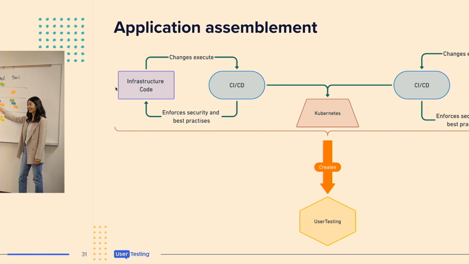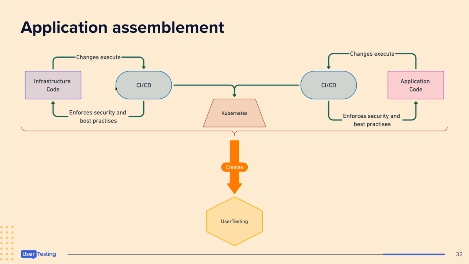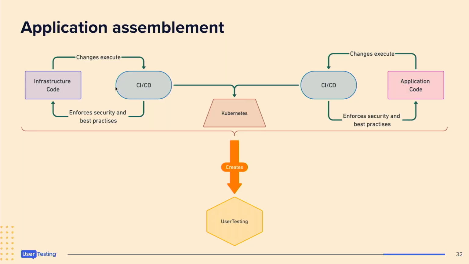So here we have a schema of the two things. Basically, on one side, infrastructure as code that has its own processes, its own CI/CD, which enforces security and best practices into that code and into that infrastructure. And on the other side, application code that also has its own CI/CD that enforces this security and best practices on that code. And all together it comes into Kubernetes or the infrastructure to create our SaaS software user testing.